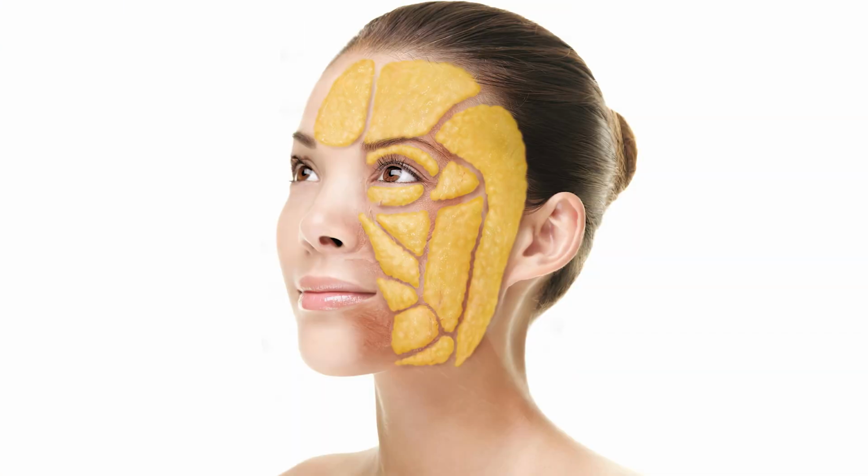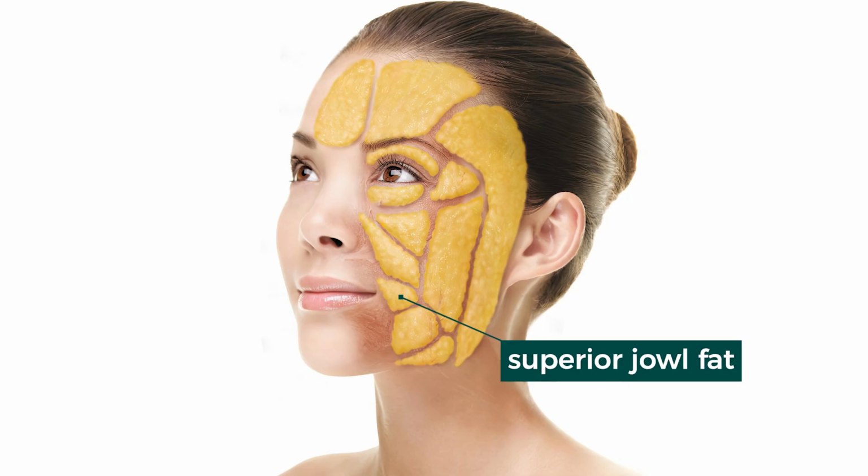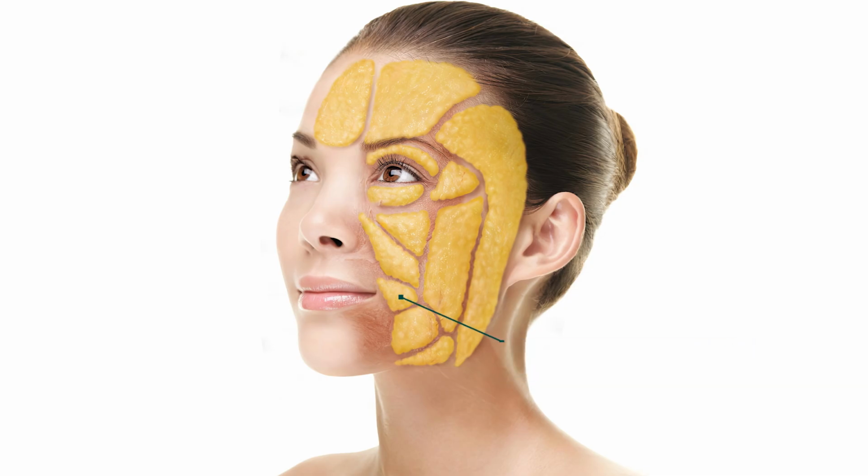Jowl fat compartments are very important in the lower face, so they can be divided into superior and inferior jowl fat pad. Superior jowl fat is lateral to the modiolus, and clinically it appears as the most inferior extension of the nasolabial fold and of the nasolabial fat in this area. Its lateral border lies against the middle cheek fat and its inferior border against the inferior jowl fat.